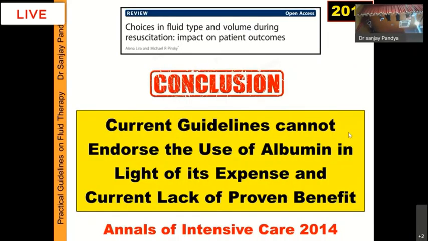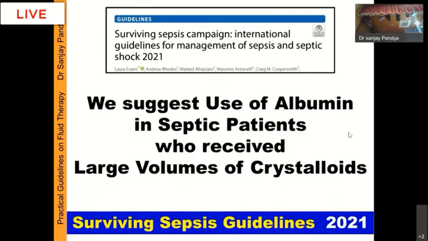So currently, the recommendation is that we cannot endorse the use of albumin in light of its expense and current lack of proven benefits. So should we start with albumin? The answer is no. Is it the first choice? The answer is no. We suggest, as the Surviving Sepsis Guidelines 2021, the recent guideline, says, use of albumin in septic patients who received a large volume of crystalloid.